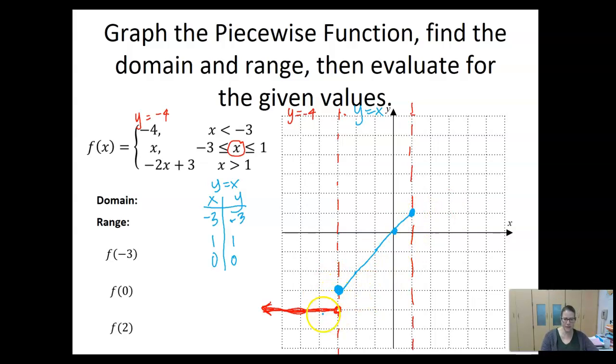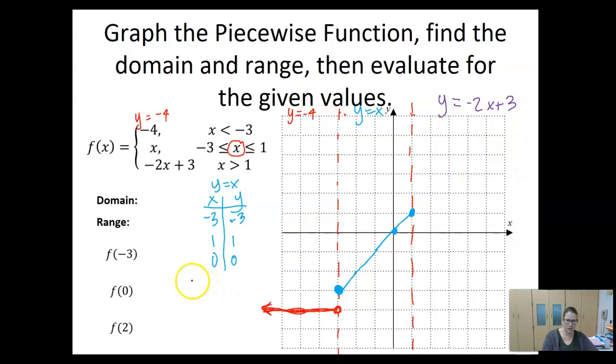Again, ordinarily this line would just keep going both ways, but we only want to graph that line when x is between -3 and 1. So we'll cut off the rest on both sides. Okay, our last function is -2x plus 3, and we're going to graph that one when x is greater than 1, so on this side of x. So we're going to graph y equals -2x plus 3 in this section over here.